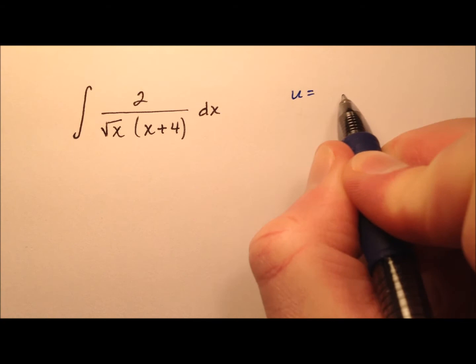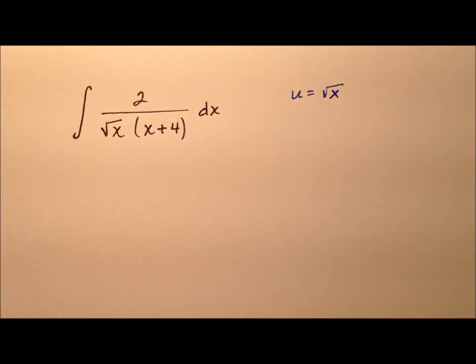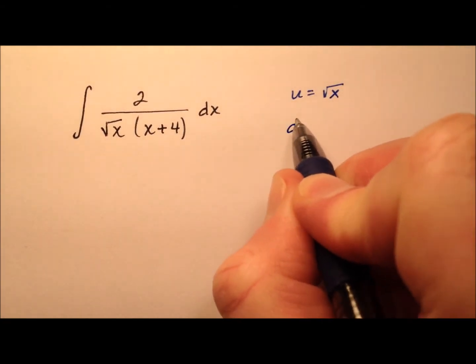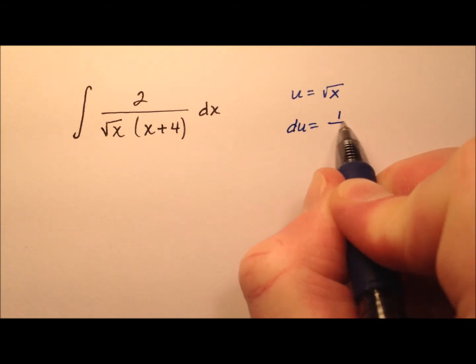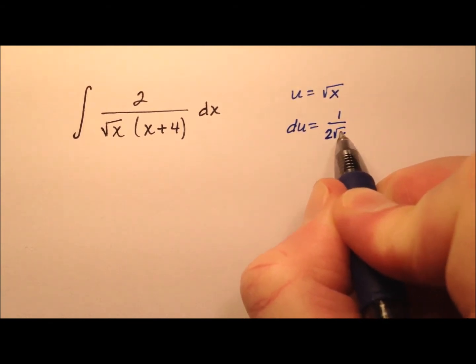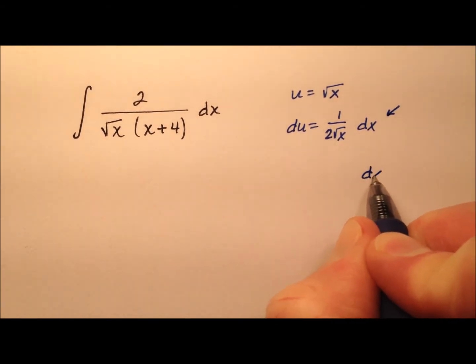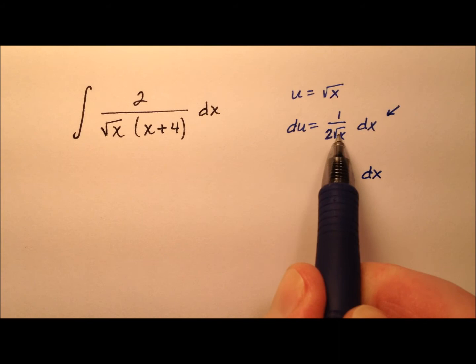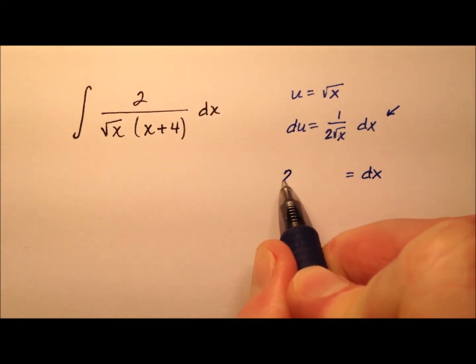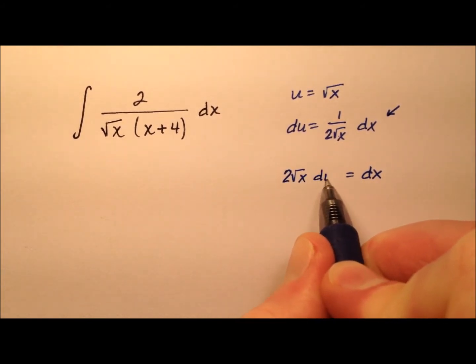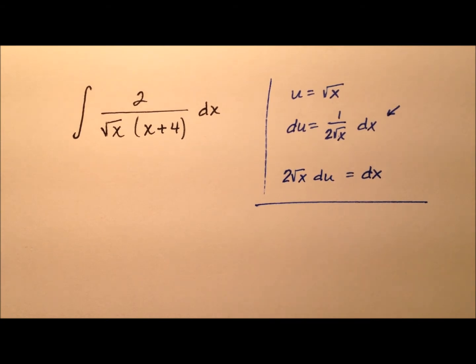So let's say u equals the square root of x. If that's the case, then du will equal 1 over 2 times the square root of x dx. And finally, solving for that dx right there, I'll multiply both sides by 2 times the square root of x. So I'll have 2 radical x du for that left side there.